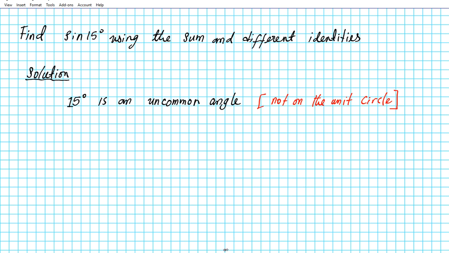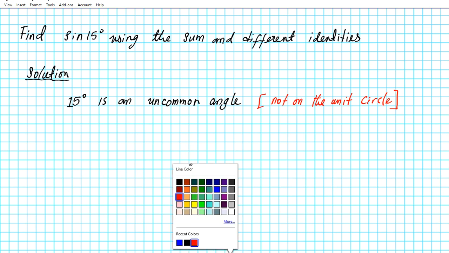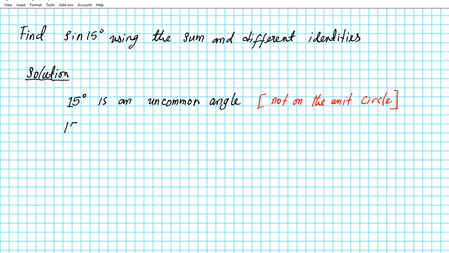Okay, so now the puzzle is as follows. Can we figure out two common angles, two angles on the unit circle, that either add or subtract to yield this uncommon angle, 15 degrees? And the answer is yes. Sometimes you can get multiple combinations, but we're going to use two that are pretty straightforward. In the first quadrant, we're going to use 45 degrees minus 30 degrees to get 15 degrees.